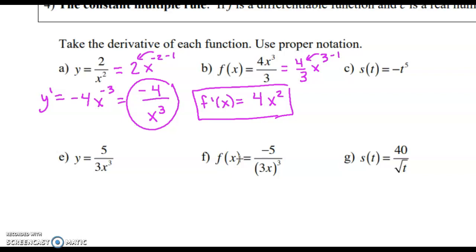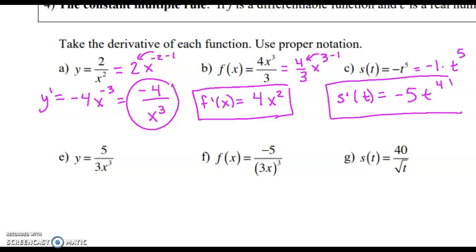This, because we don't have a parenthesis there, that really is like negative 1 times t to the 5th. So we can start off with our power rule. Bring that down and multiply, and subtract 1. The exponent is not negative, so we are done.